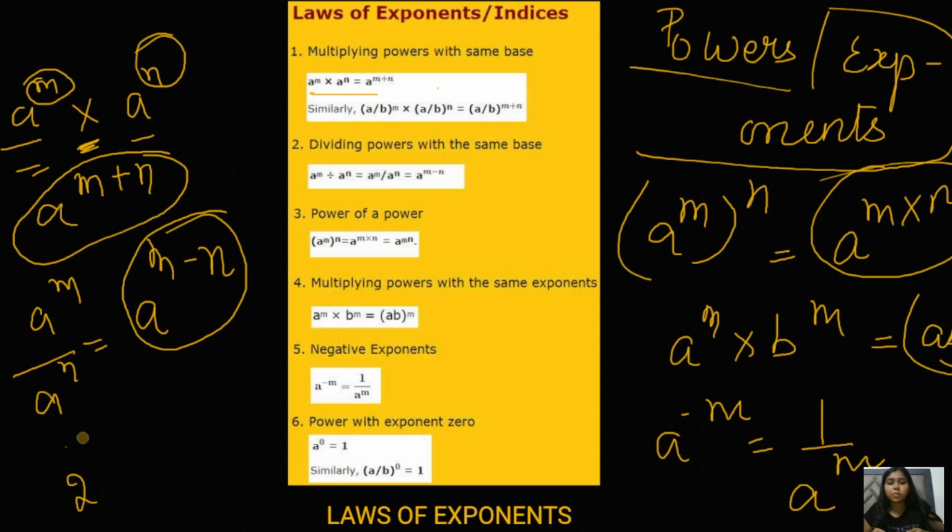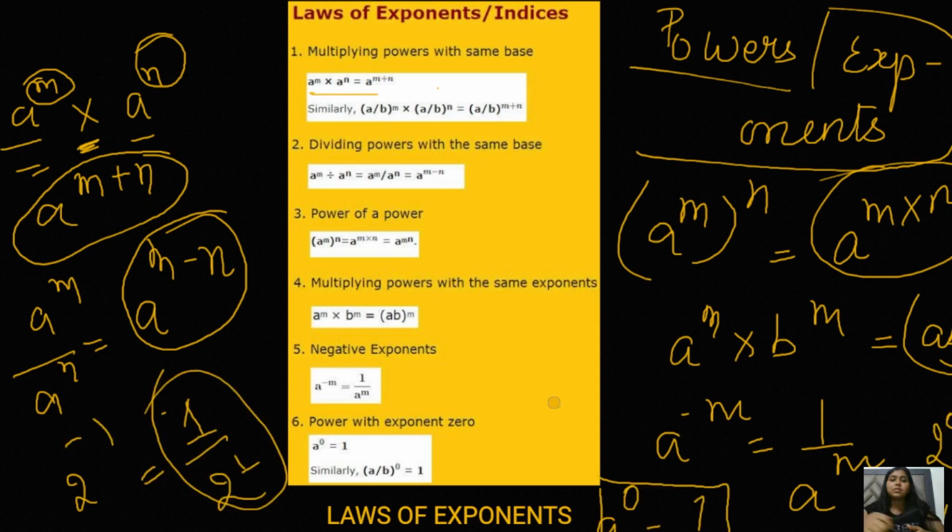Power with the exponent 0. If any base has the power 0, then it is always equal to 1 irrespective of what the a is. 1 raised to the power 0 is equal to 1, 2 raised to the power 0 is equal to 1. Same goes with the division method. This is all about the laws of exponents and their powers. These are the rules on the basis of which you have to solve the problems.